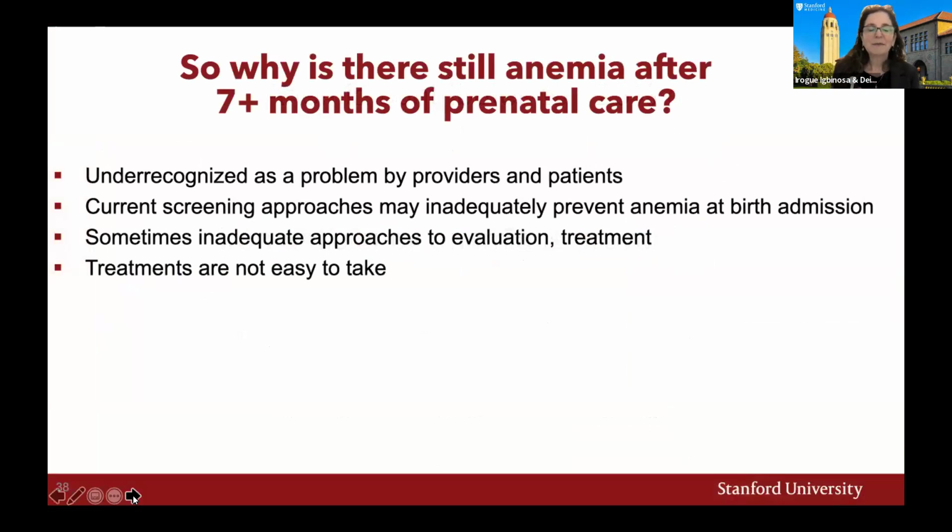And yet we still have so much anemia after 7 months of prenatal care. So why is that? Some of it we can easily recognize, as I've shown from the Detlefs trial and others. I think we know that this is under-recognized as a problem by providers and also by patients, that our current screening approaches might inadequately prevent anemia at birth admission, or actually they do, because we do have this problem. So we need better approaches. Sometimes our approaches to evaluation and treatment are inadequate, and treatments are not easy to take.